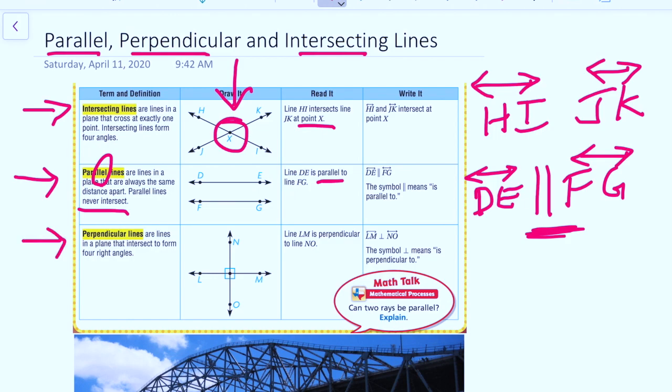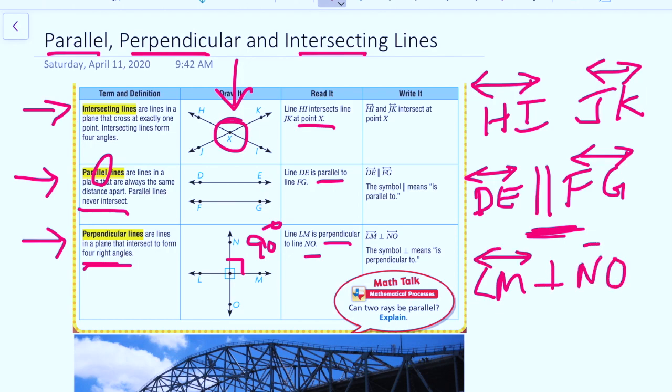The perpendicular lines are the lines which are in the same plane and they intersect, but they form four right angles. So the little box here shows you that's a right angle. So this is a 90-degree right angle. So they are perpendicular. The sign for perpendicular: LM is a line and is perpendicular to NO. That's also a line. So this is the sign of perpendicular, one line standing on another line straight down.